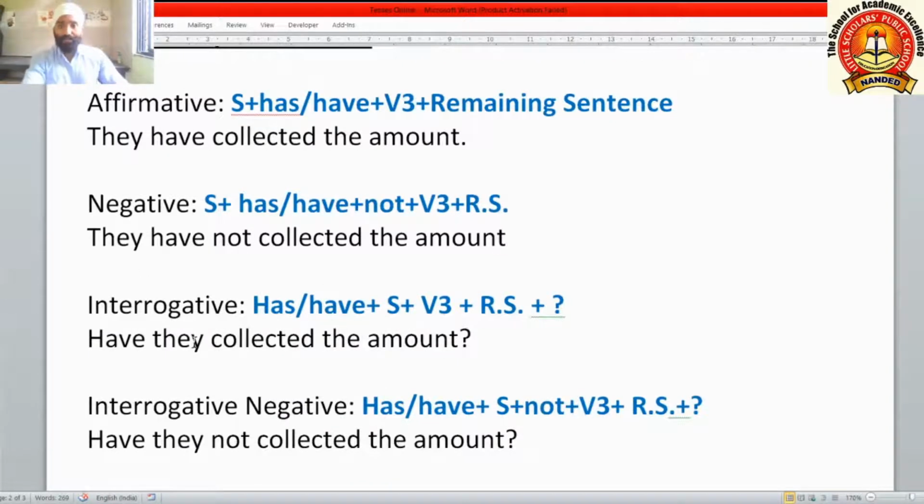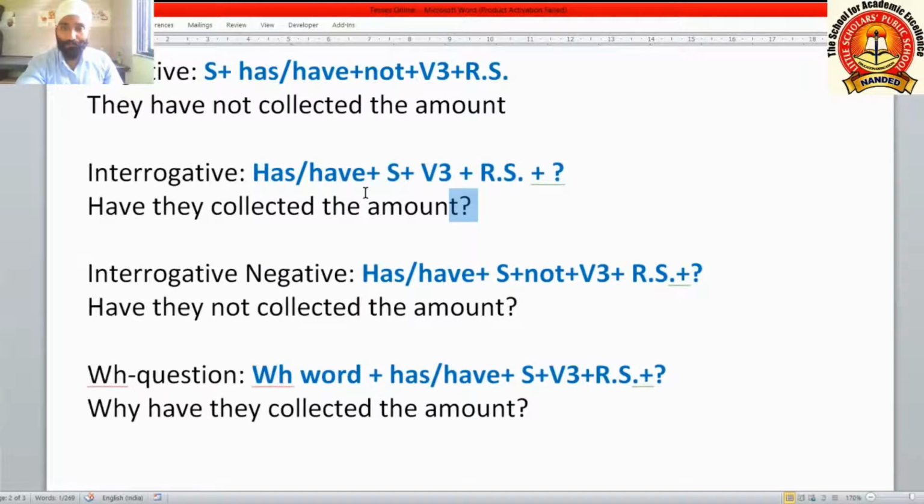Let us see the interrogative sentence in this type. Have, has you have to take first in questions or interrogative sentences. Has, have plus subject plus V3 plus remaining sentence plus question mark. Have they collected the amount? Here have is the helping verb, they the subject, collected the V3 form, the amount the object, and question mark.